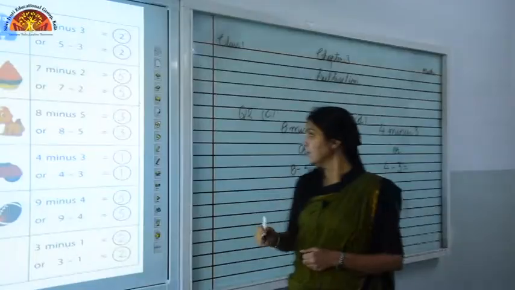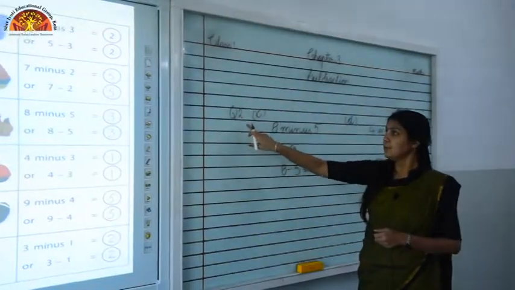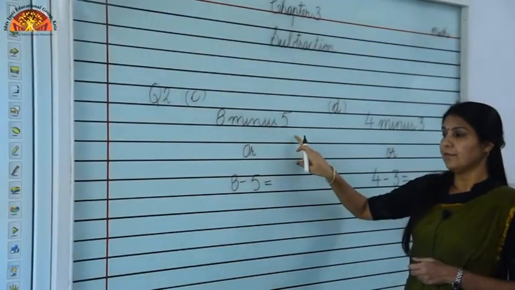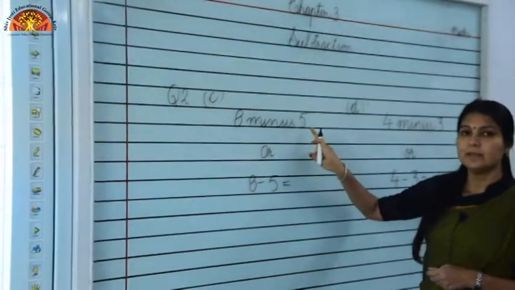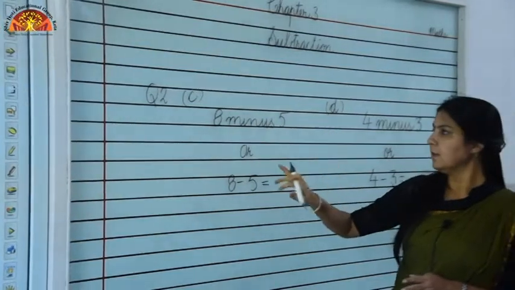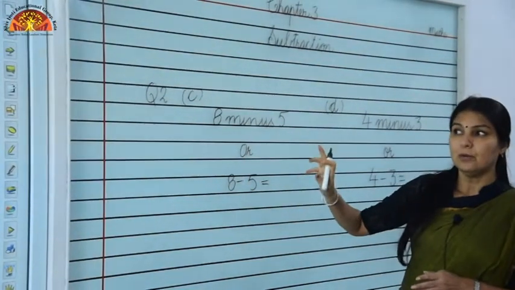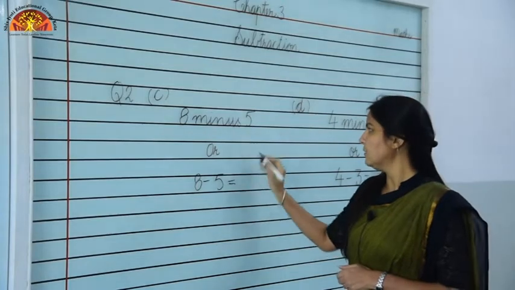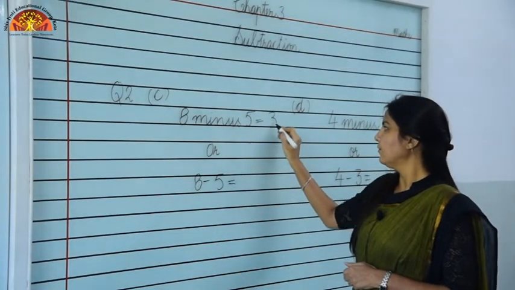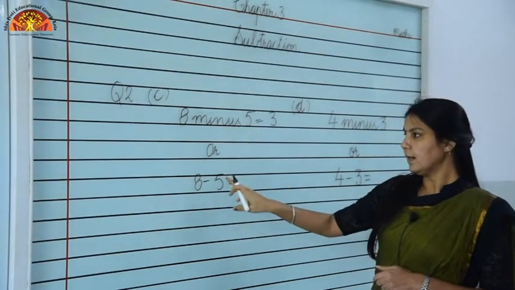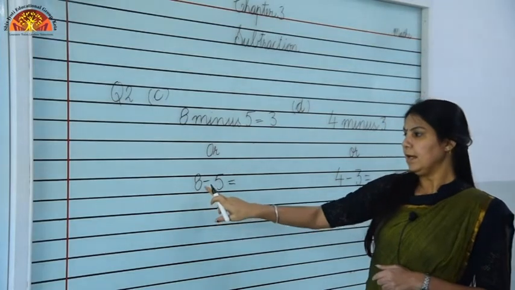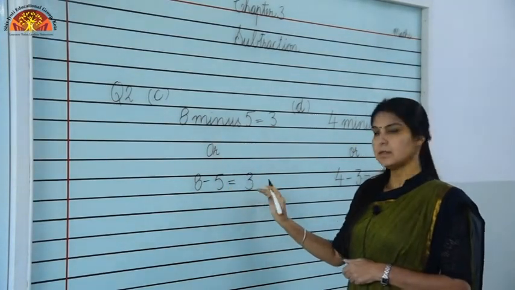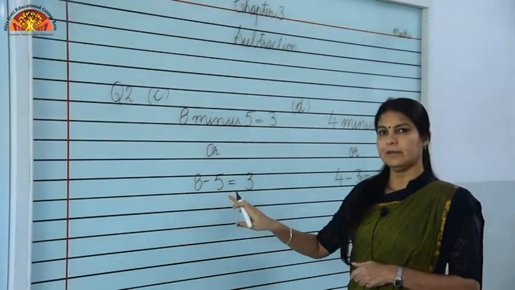Let's move on to the board. Now children, question number 2, this is part C of it. 8 minus 5. So what will you do? You will cut 5 objects which are given in the picture. Then count how many are left. 3 dogs are left, so we will write 3 after 5. Or you can also write it like 8 minus 5 is equal to 3. So this is the difference of 8 and 5.